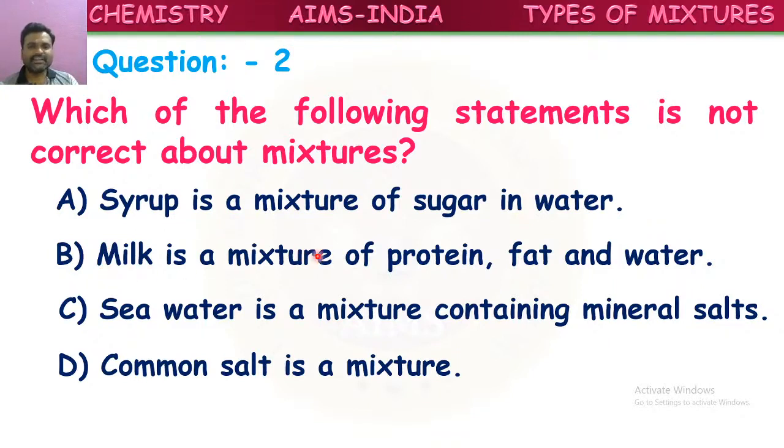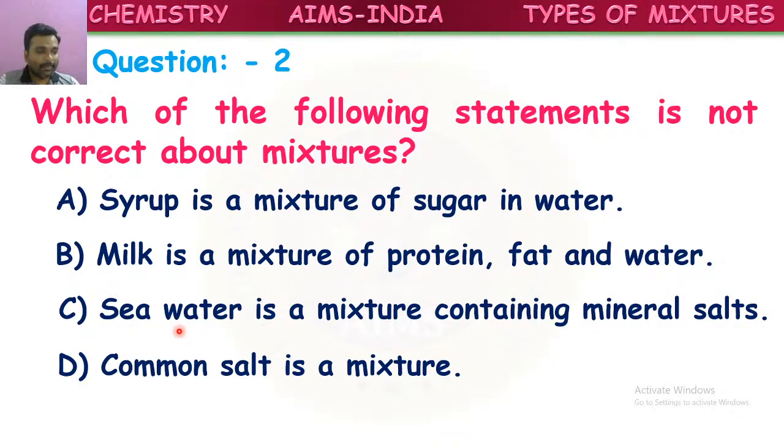If you see, milk is a mixture of protein, fat, and water. Yes, the larger quantity will be water. Into that, the proteins and fats are mixed. So hence, milk is a mixture. Yes, most of you are giving the correct answer. Let us see the third option: seawater is a mixture containing mineral salts. Yes, seawater is salty because it contains large quantities of salt. The major quantity of the salts is common sodium chloride, and the remaining salts are like magnesium chloride and potassium chloride. So hence, seawater is a mixture.